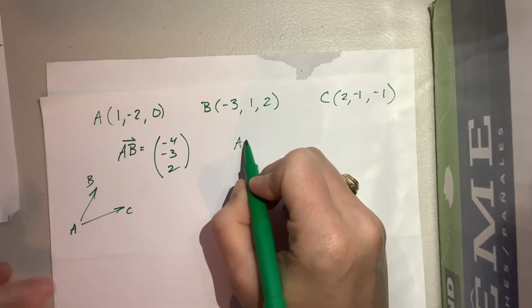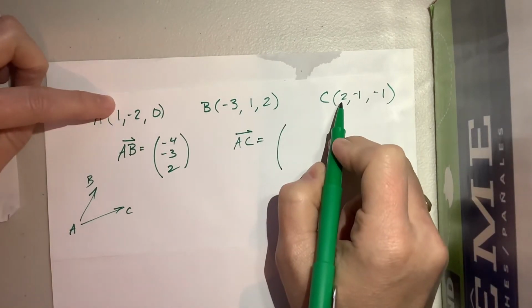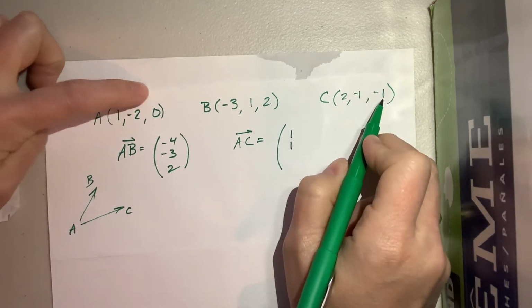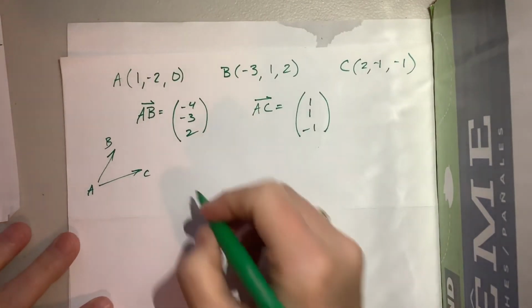Let's look at AC just for the fun of it. We could find another vector. It doesn't matter a whole lot, but here's vector AC. So 2 minus 1 is 1, -1 minus -2, so that's a +1, and -1 minus 0 is -1. Okay, so I want to cross these two vectors.